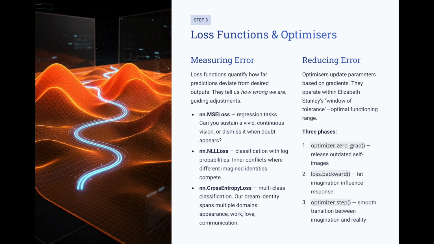Each optimization step follows three phases. First, optimizer.zero_grad clears old gradients. This is like releasing outdated self-images that automatically surface when we imagine ourselves in the future. Second, loss.backward computes how parameters should change. When current circumstances contradict our vision, we still allow the imagined timeline to influence how we respond. Third, optimizer.step applies the updates. Gradually, the transition between imagination and reality becomes smoother and more believable.